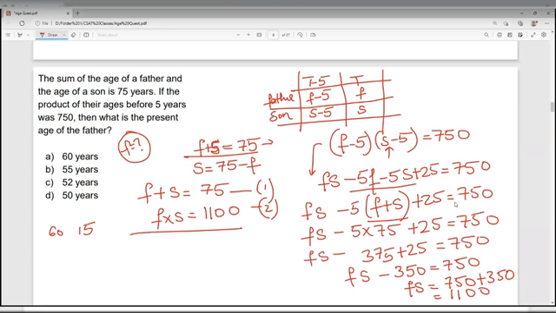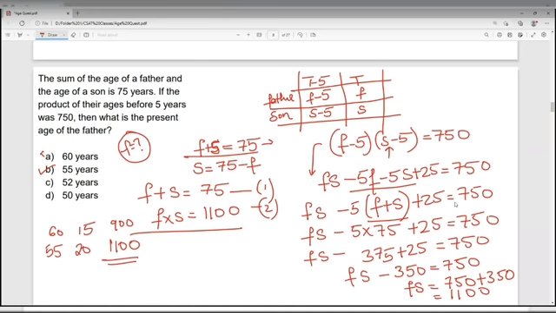So 15 into 60, f into s would not give us 1100. 15 into 60 is 900, so this is not equal to 1100. So we'll cross this out. Then we'll try 55. If the father's age is 55, the son's age is 20, and if you multiply this, you get 1100. So once you get this number, you can stop here and mark B as the answer.